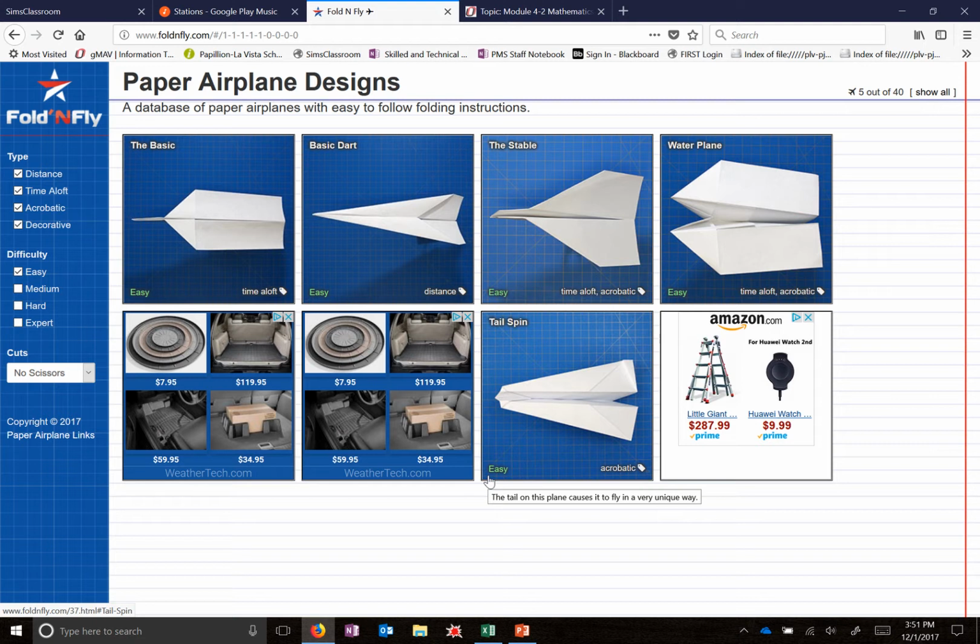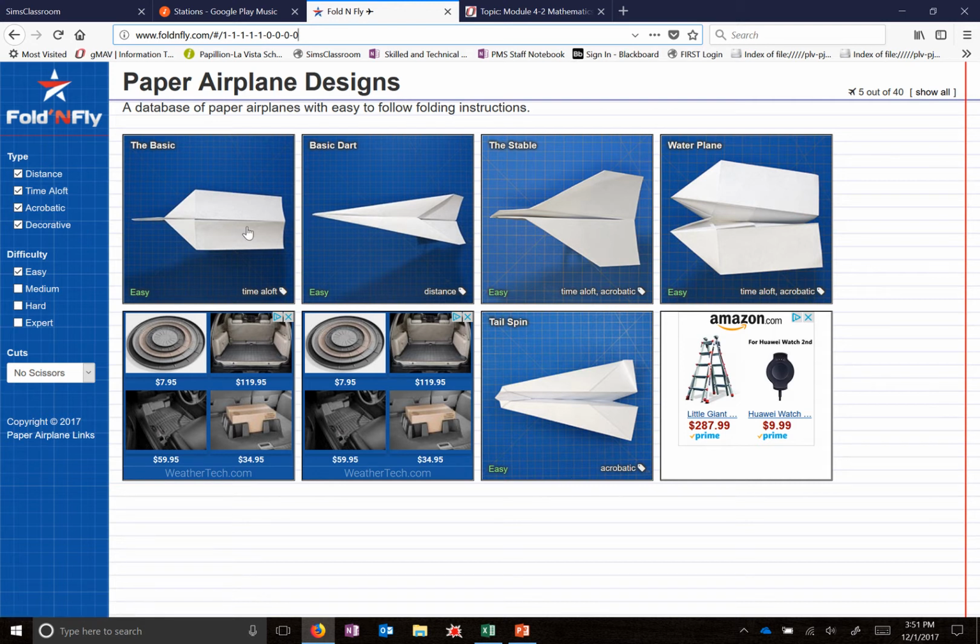I myself am an aviation enthusiast, and so any opportunity I get to actually make paper airplanes in class for real is kind of fun. So for this project, we used airplane designs from foldandfly.com. You can see up here. We picked the easy category and no scissors, so no cutting or anything else, just a sheet of paper to make each of these planes.